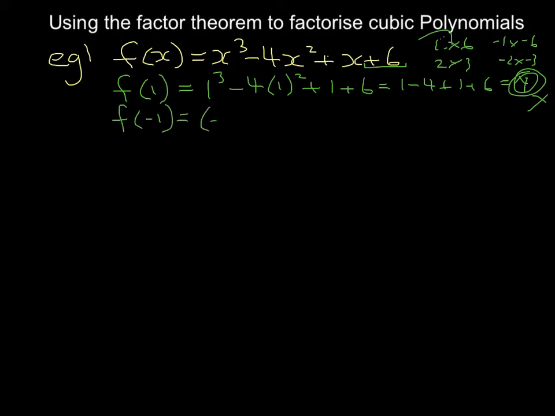So that will be negative 1 cubed, take away 4 by negative 1 squared, plus negative 1 plus 6, which is equal to negative 1 take away 4, take away 1 plus 6, and that one there does equal 0.